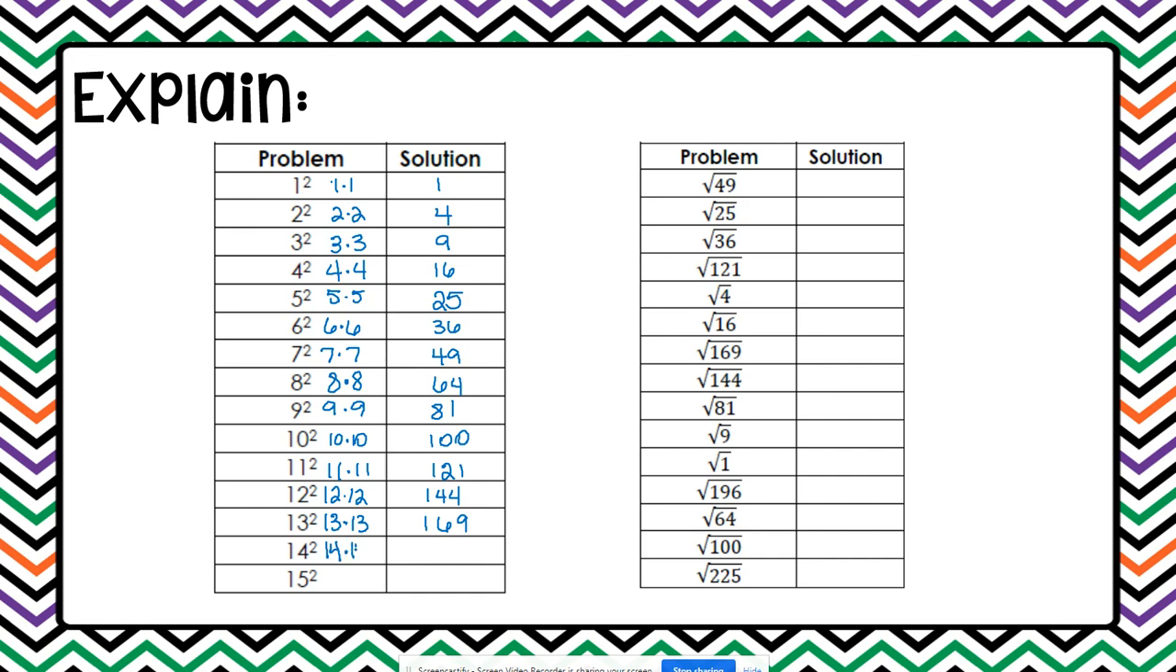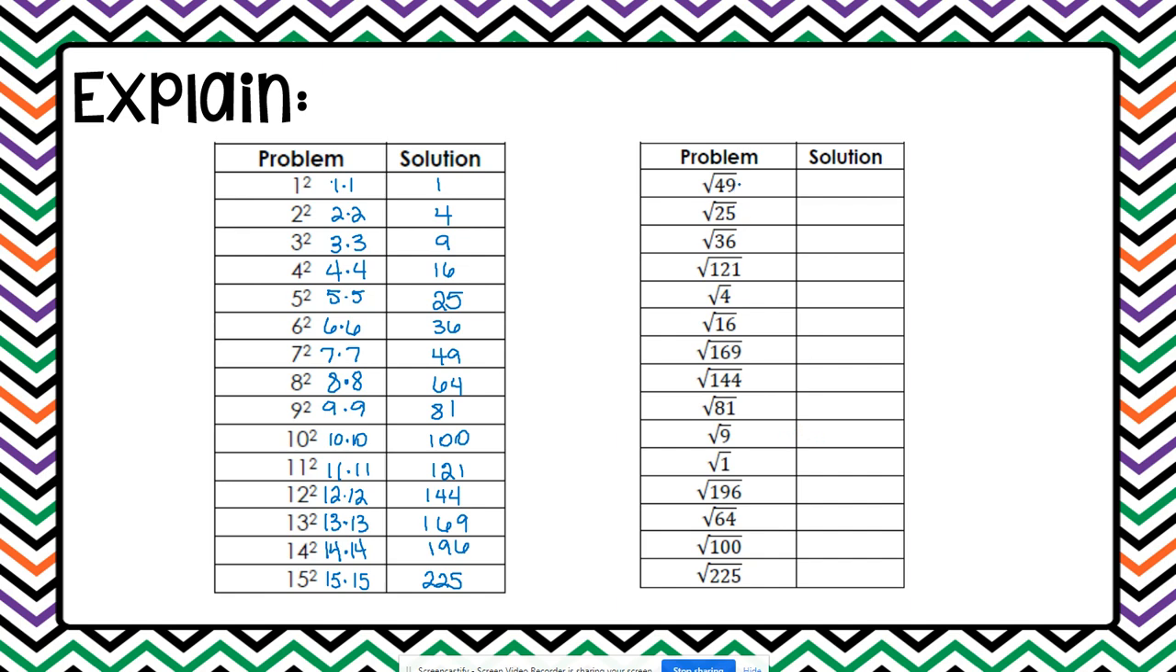14 squared is 14 times 14, which gives us 196. And then 15 squared is 15 times 15, which gives us 225. Now, we can use this to find the answers to square root problems.